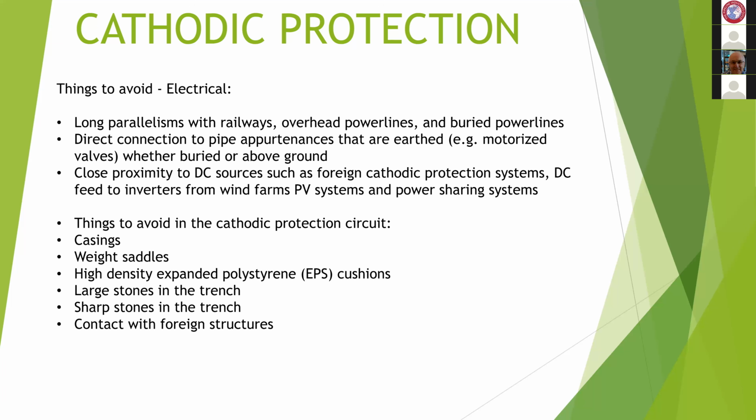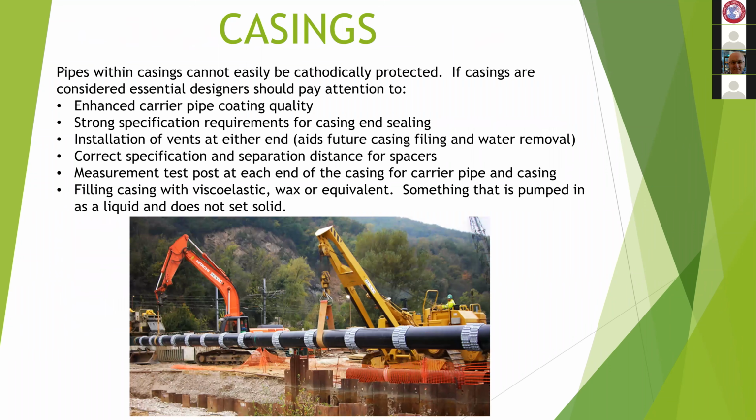And try and avoid getting too close to industrial size photovoltaic systems and power sharing systems like interconnector systems, if you can. You can't always, and we can deal with these things if we have to, but we need to know them in advance. And the things to avoid having in the cathodic protection circuit, if you can, are casings, the weight saddles, the high density expanded polystyrene foam cushions, large stones in the trench, sharp stones in the trench, and any contact with foreign structures. We prefer it if you could avoid all of those things.